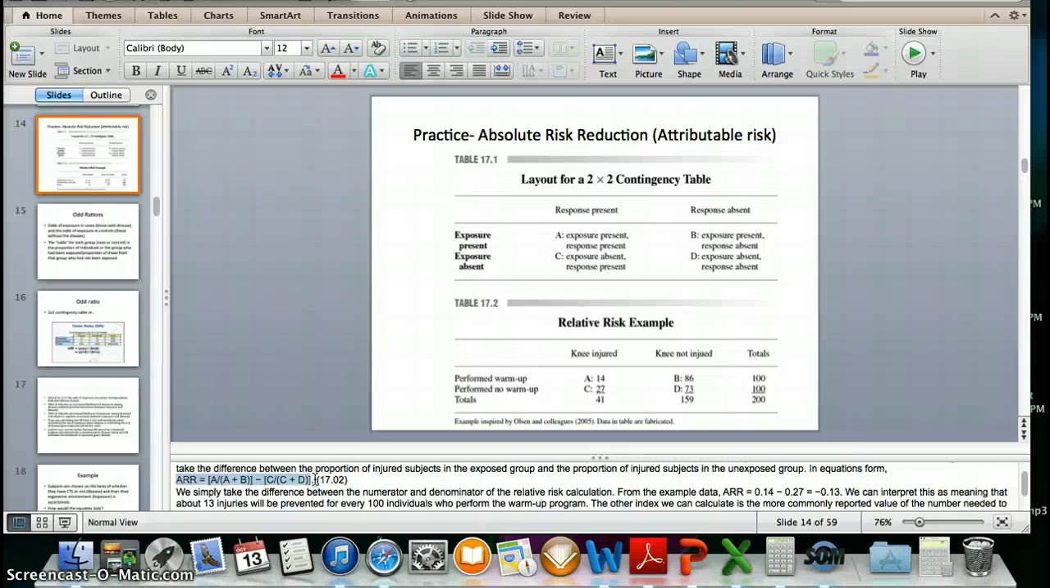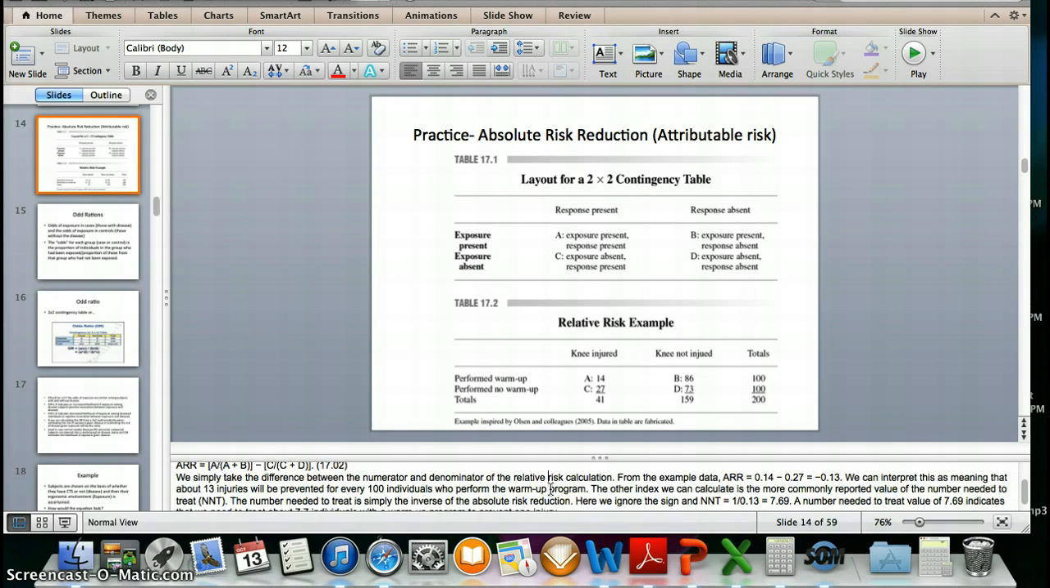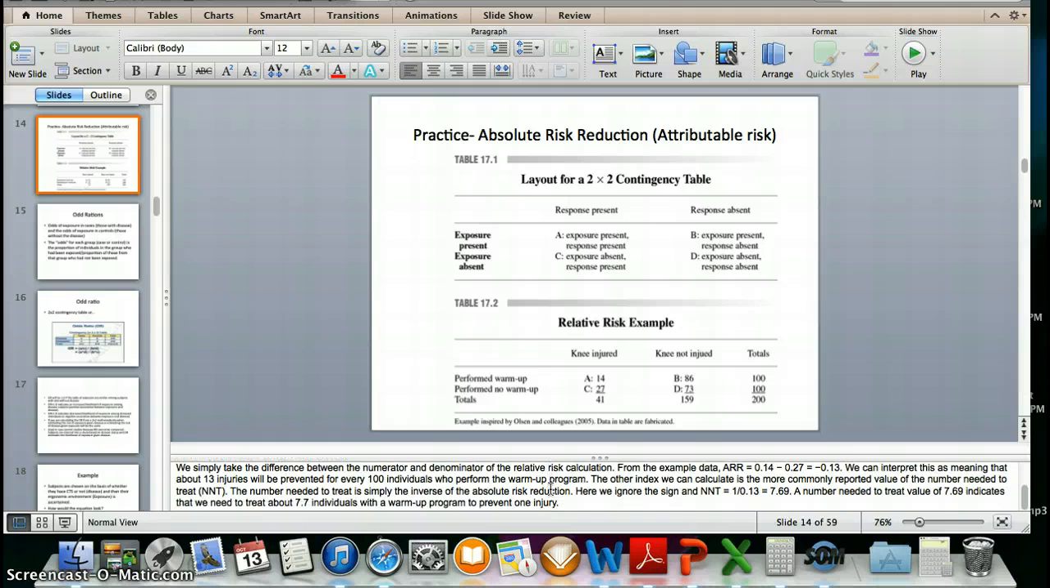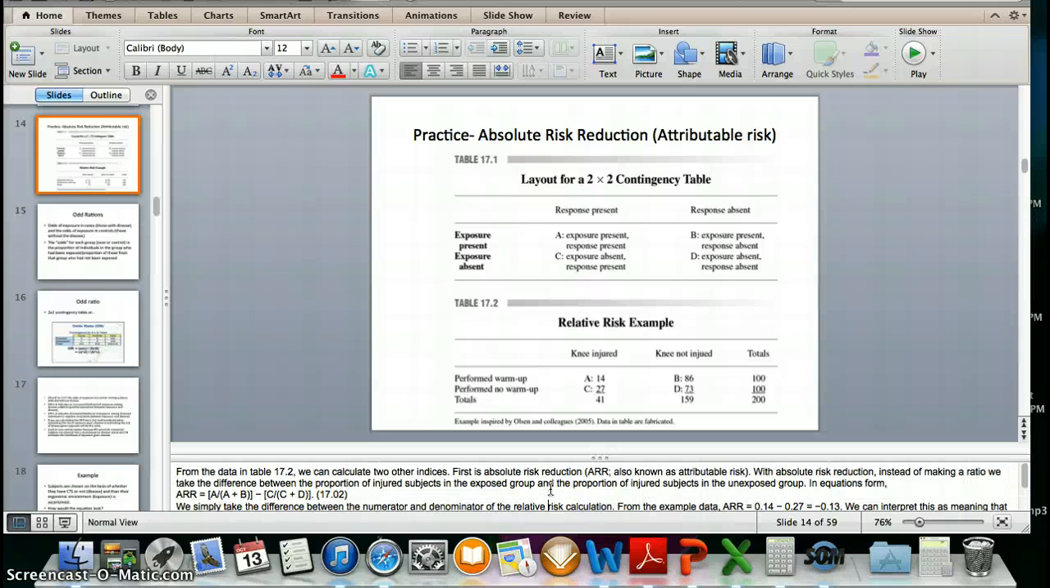We can interpret that as meaning that about 13 injuries will be prevented for every 100 who perform the warm-up program. And we're going to talk more about the number needed to treat, so I'm not going to go into detail using this example. I just wanted to give you an idea of what absolute risk reduction looks like.